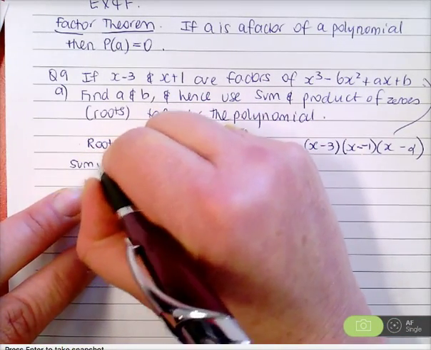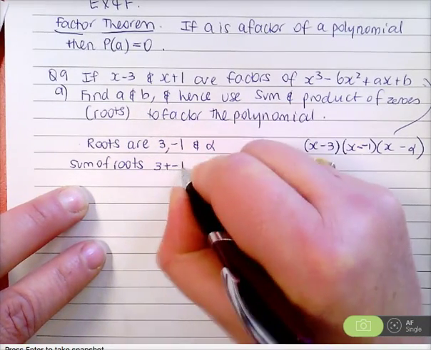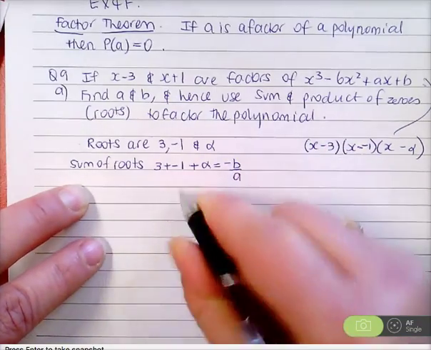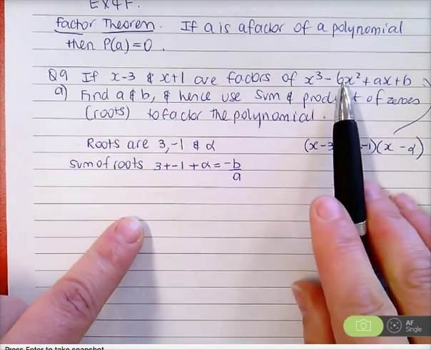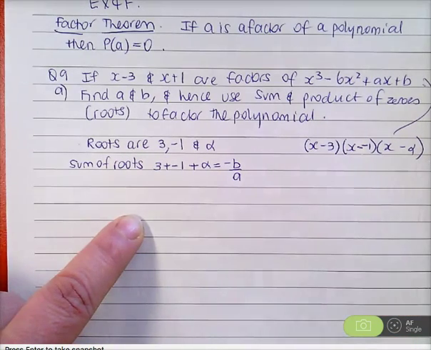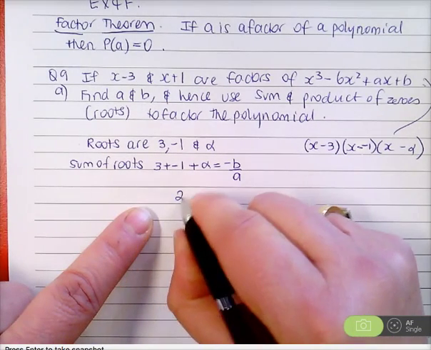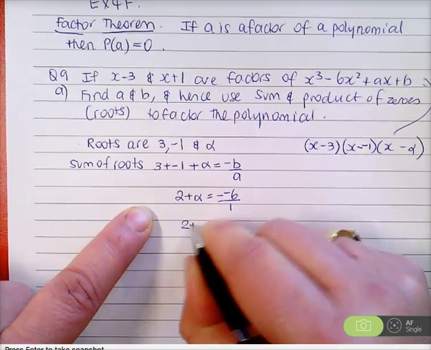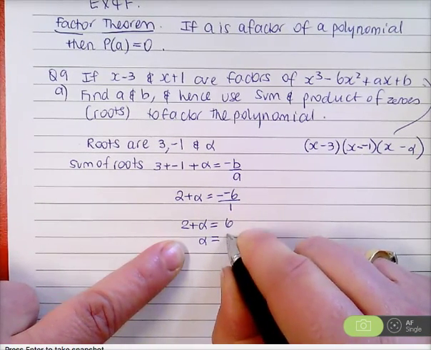So what are your sum of roots? Aren't they 3 plus -1 plus alpha is minus B on A? So I'm adding my 3 roots and it's minus B on A. What's B? So it's minus -6 on 1. So what's 3 plus -1? 2 plus alpha is minus -6 on 1. So 2 plus alpha is 6. So alpha is 4.